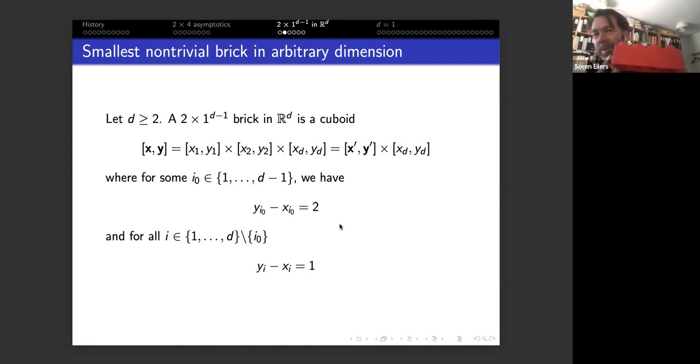This is not entirely true. Lego has some products that are 2 or higher, but most of them are only 1 high. So the buildings I'm thinking about are made this way. It's a collection of generalized bricks, and all of their dimensions are 1, in particular the last one, except for one.